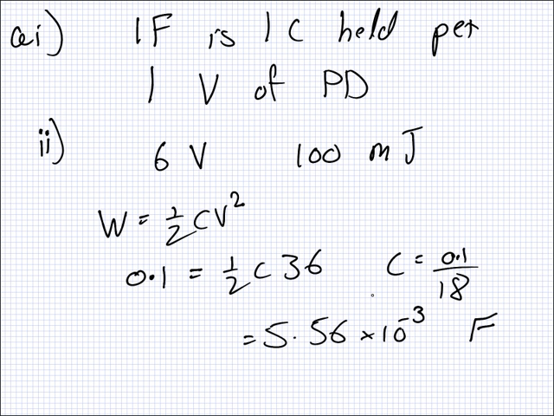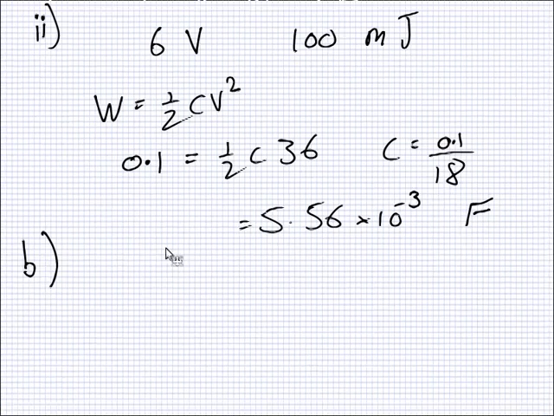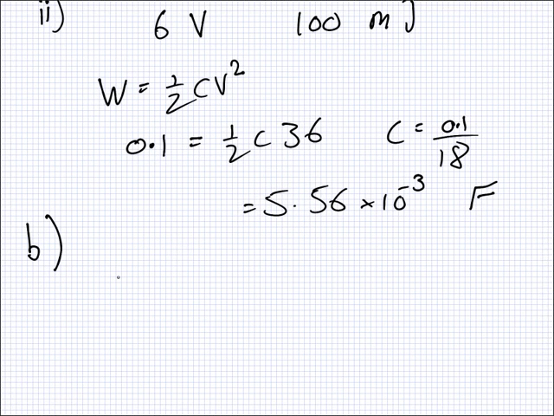Right, what's next? Part B. The capacitor is then discharged through a bulb of resistance 1.5 ohms.